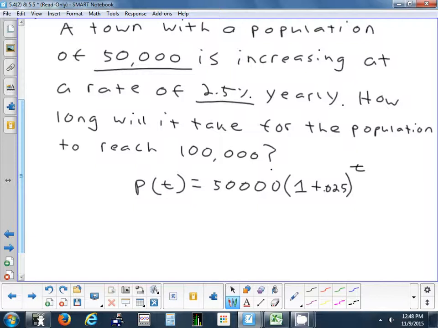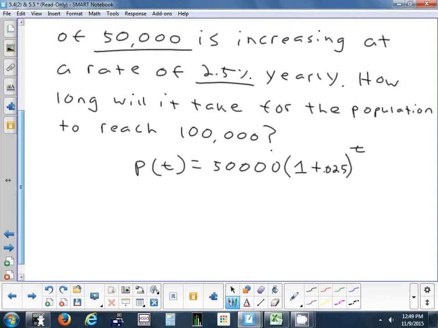Right. Now, that's just your basic equation. So now if you wanted to solve it graphically, you'd put up 50,000 times 1.025 to the t in y1, put 100,000 in y2, and then what would you do? Intersect. See where they intersect. Okay, that's graphically. So now we're going to do it algebraically.